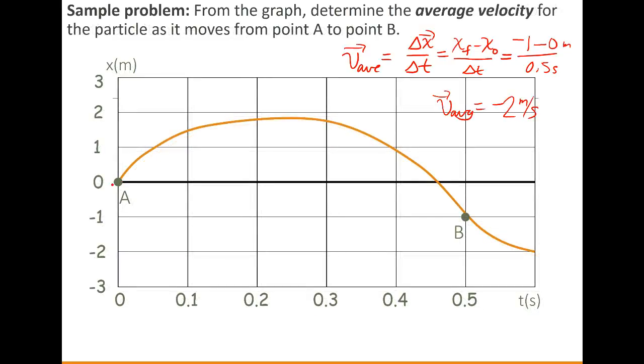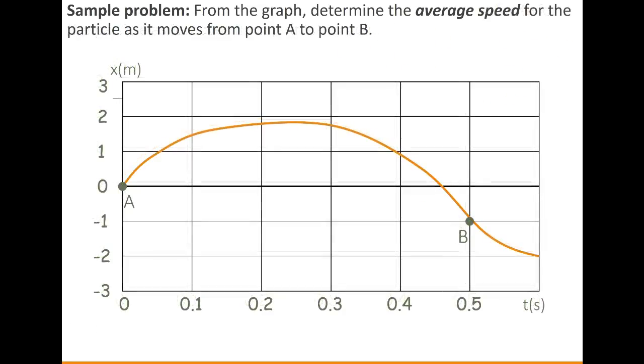And you'll note that if we draw hopefully a straight line from A to B, that actually has a slope of -2. Okay, now that was easy because average velocity really doesn't care about the fact that we're going forward and then we stop and we turn around and come back. Average velocity only depends on the starting and ending position.